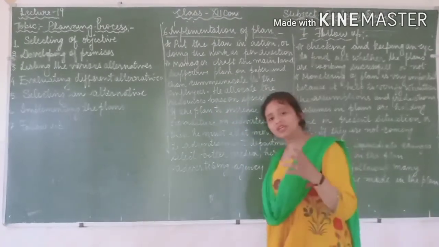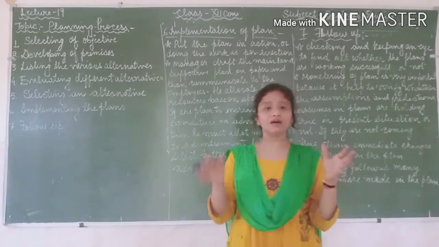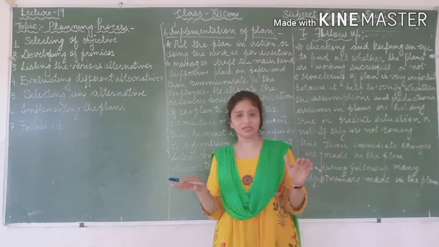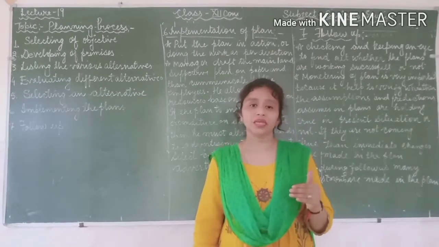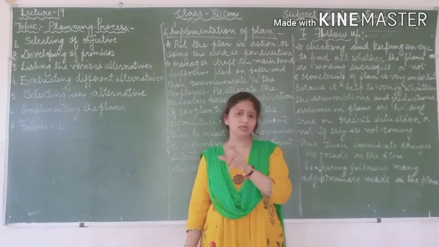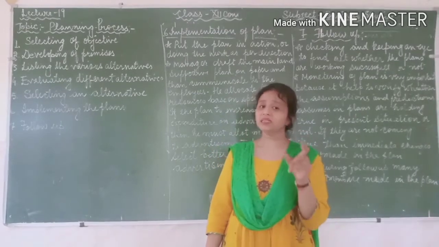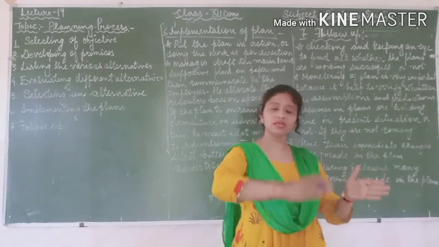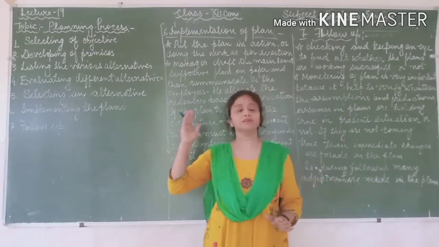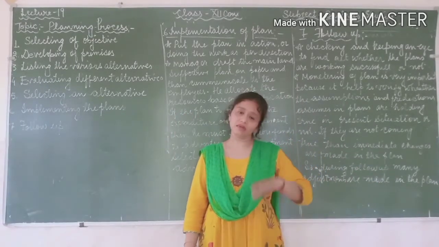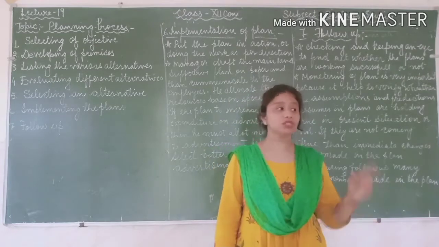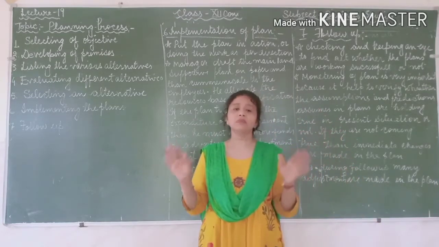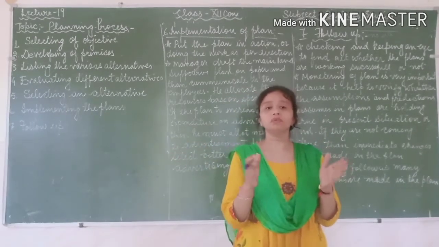Now in listing the various alternatives, I have told you that the manager must know about all the alternatives which he is listing. It means there are so many alternatives and the manager must know about all of them, because all the alternatives are actually supporting one particular target. There are so many ways to achieve one target, but the manager must know what should be the best way.